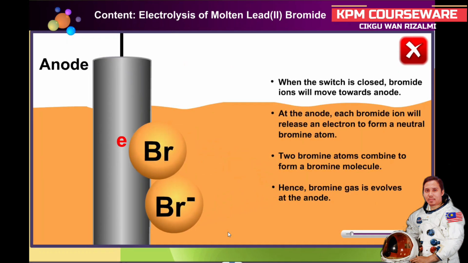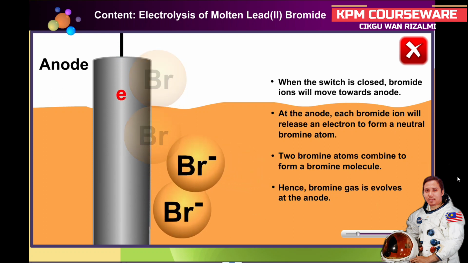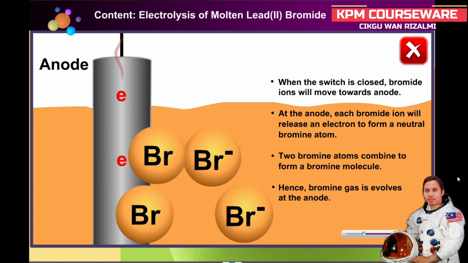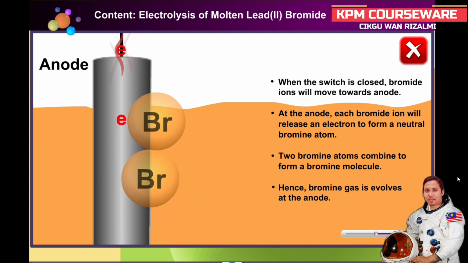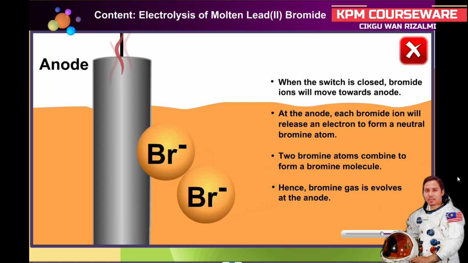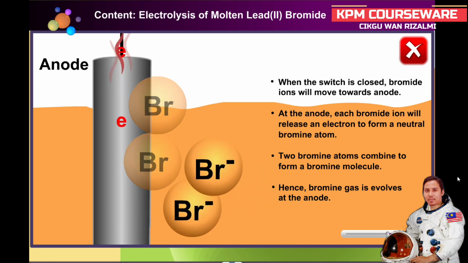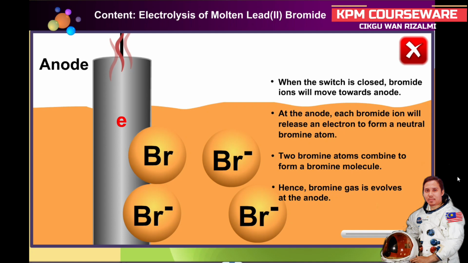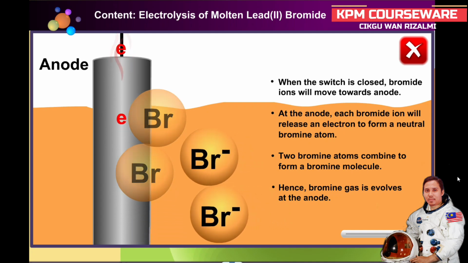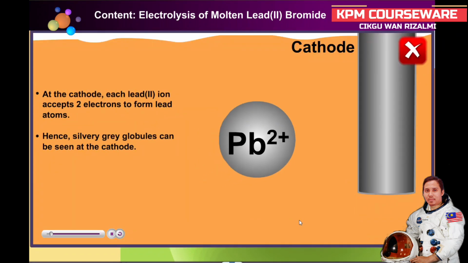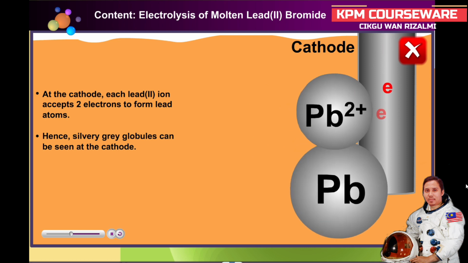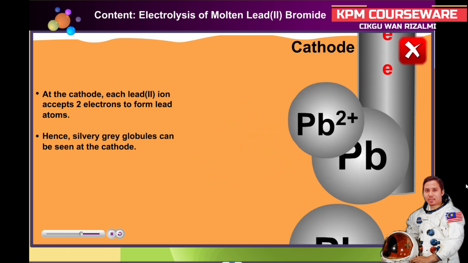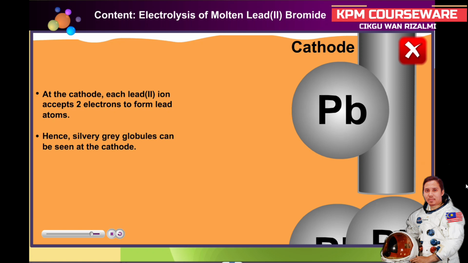At the anode, each bromide ion is discharged. Each bromide ion will release one electron to the anode to form a bromine atom. Two bromine atoms combine to form a bromine molecule. Hence, bromine gas evolves at the anode. At the cathode, each lead(II) ion accepts 2 electrons to form a lead atom. Hence, silvery grey globules can be seen at the cathode.